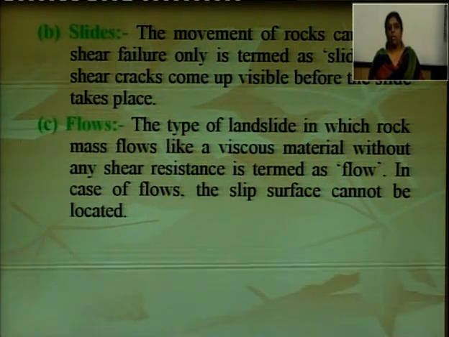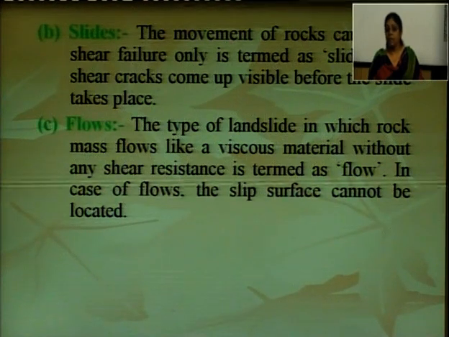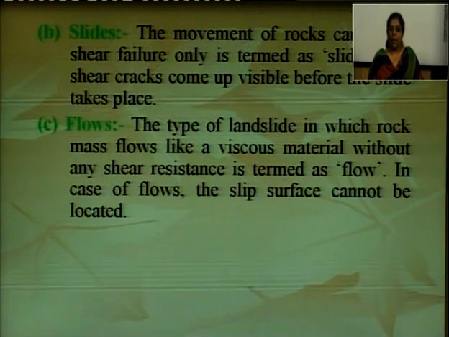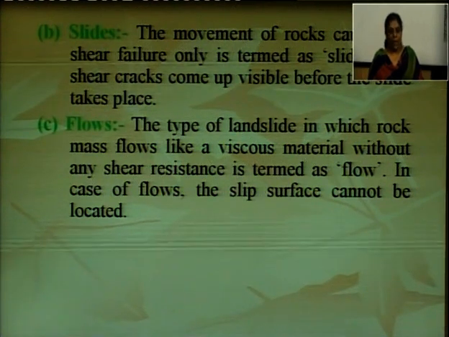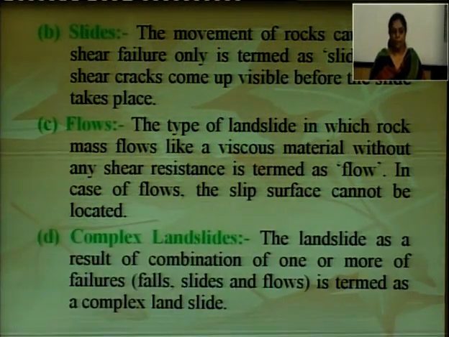So, the type of landslide in which rock mass flows like a viscous material without any shear resistance is termed as flow. In case of flows, the slip surface cannot be located.